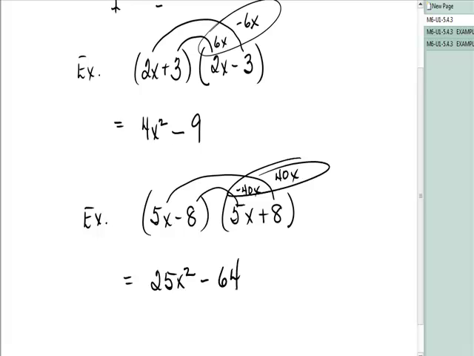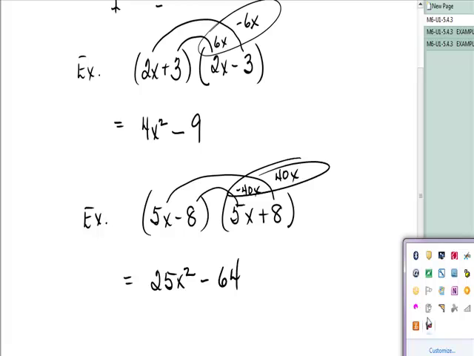So if you know that, then from now on, if I've got a sum and difference product, I'm not even going to talk about the outers and inners because I know they're going to cancel out. So all I'm going to have to worry about is the first and the last. Let's look at a few.